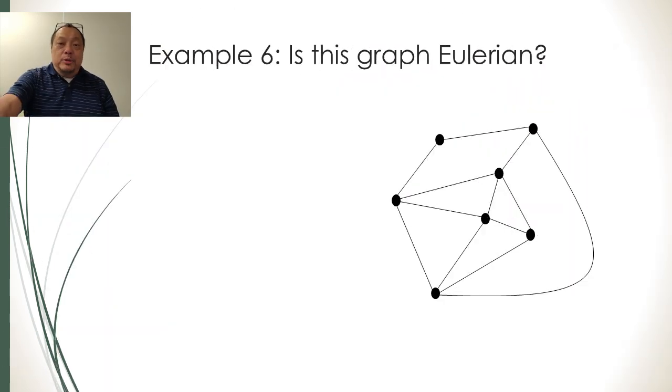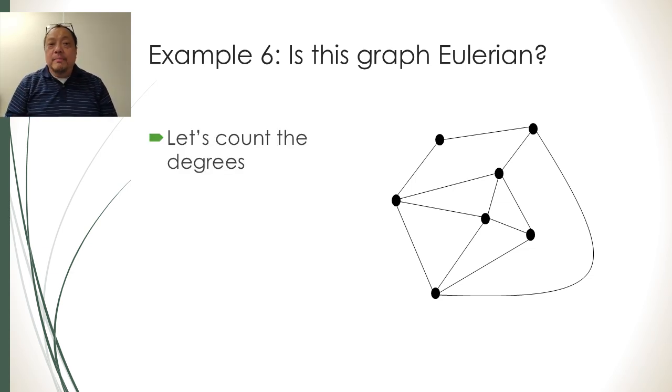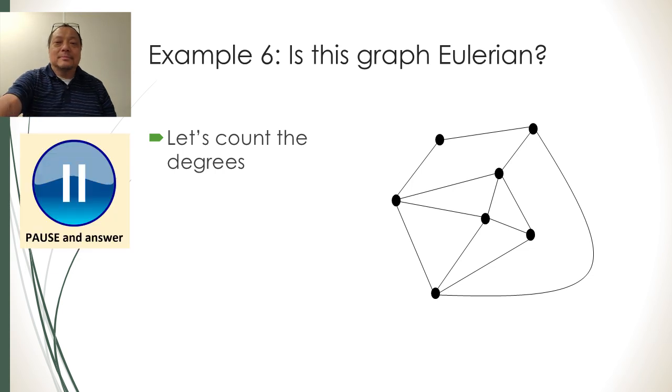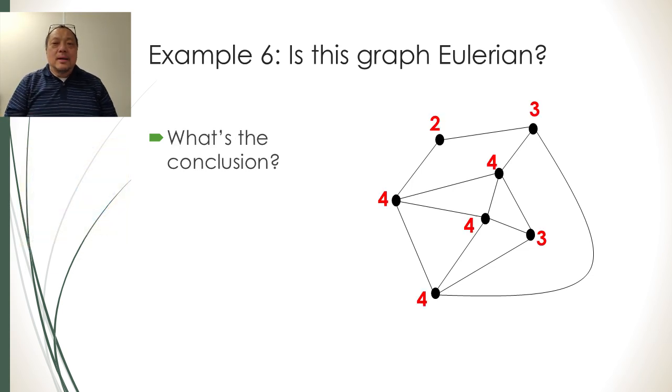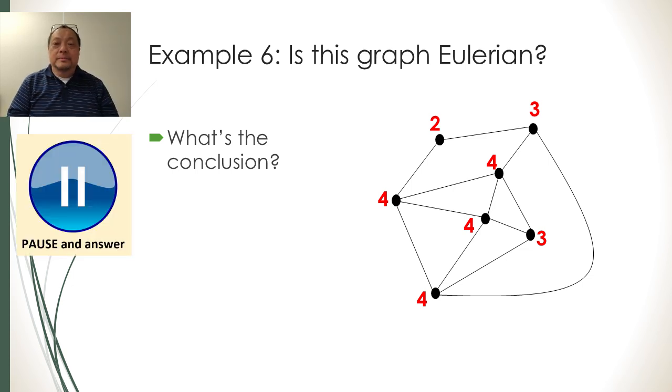Let's do another example. Here's a complicated one. Is this graph Eulerian? Let's count the degrees. Press pause and do it and come back when you're done. Here are the degrees. What's the conclusion? Is this graph Eulerian? And if so, what kind is it? Press pause, think about it, and get an answer before moving on.